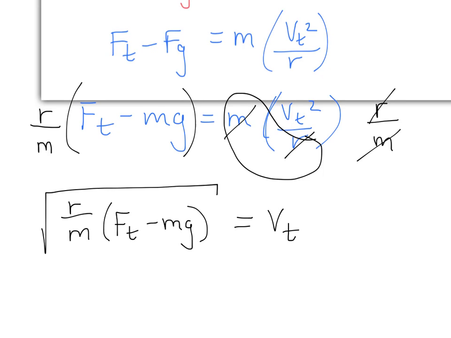All right? So that's what the velocity would be in this case. Algebraically, not numerically. Okay? And think about this for a second. If the velocity is any bigger than this, what's going to happen to the rope? It's going to snap. It's going to break.